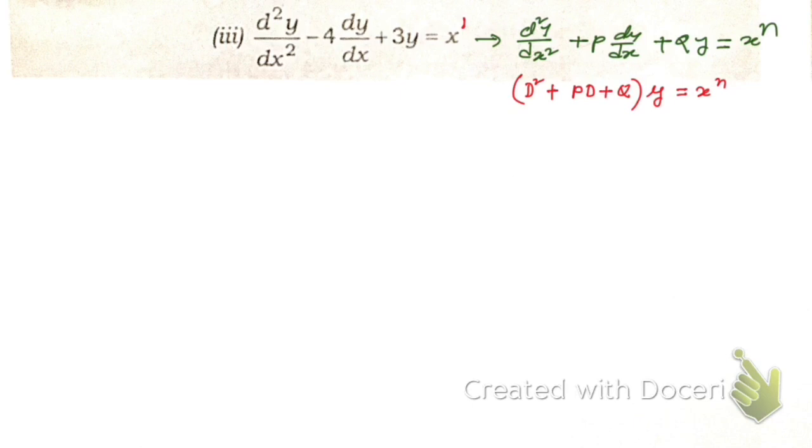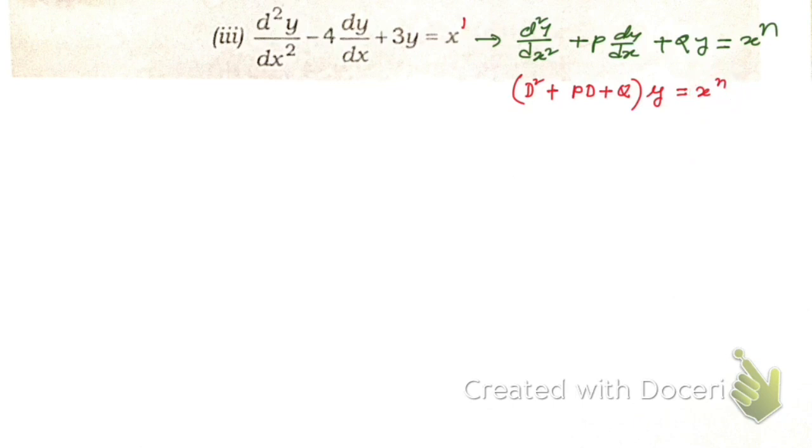So x to the power n. So when this is 0, then PI is equal to 0, right? But now this is not equal to 0, we have x to the power n, right? So then what we need to do?